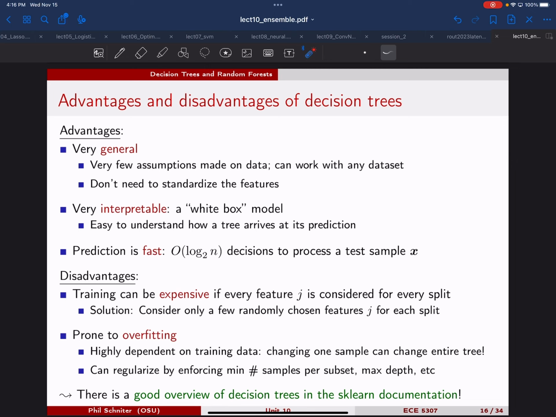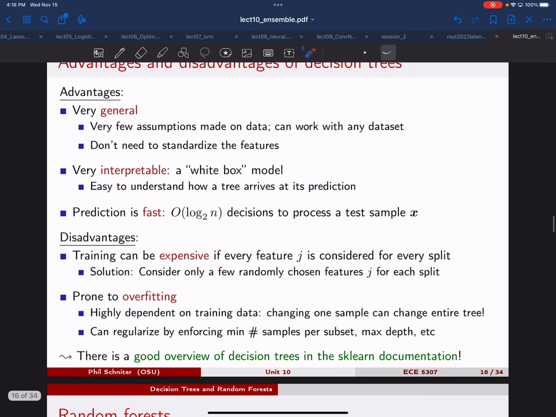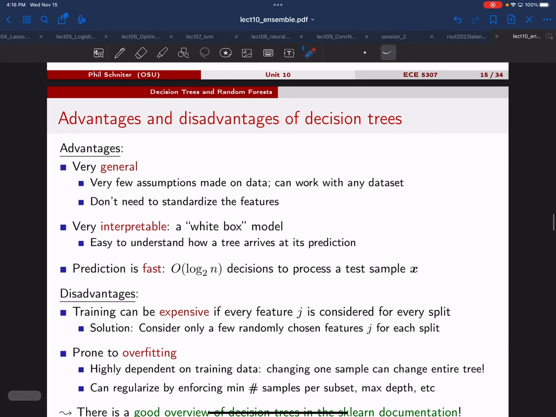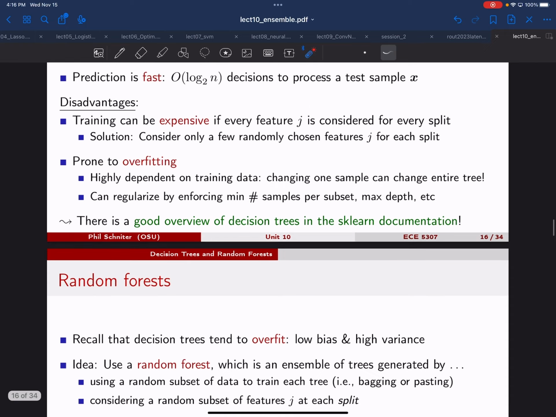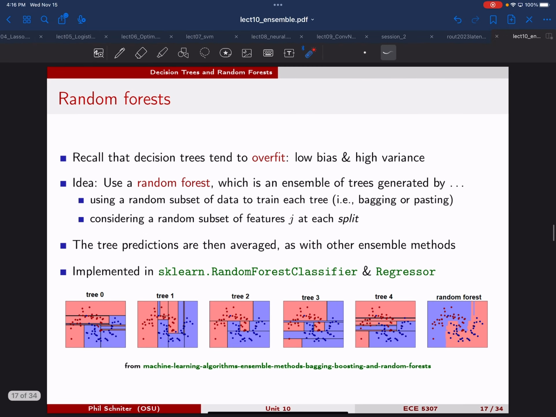But that's not that useful because if you put a test sample in, the test accuracy may not be the same as the training accuracy. So it's prone to overfitting. And to deal with overfitting, we can do things like enforce a minimum number of samples per subset, constrain the max depth, and so on. So what we're going to do today is combine the ideas of trees and ensembles together, and that's when we get really powerful methods.